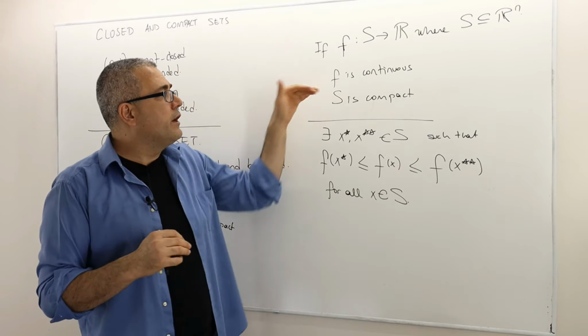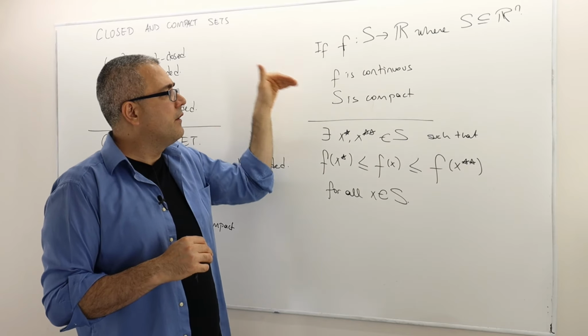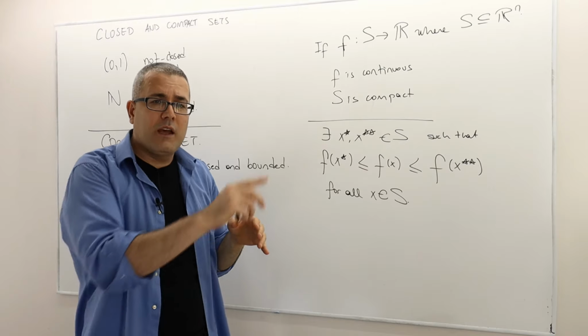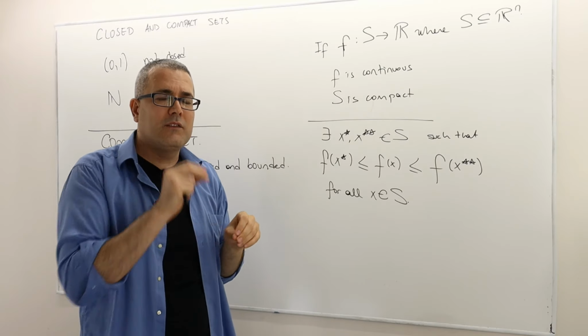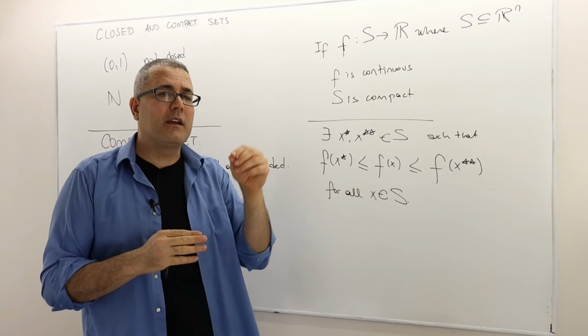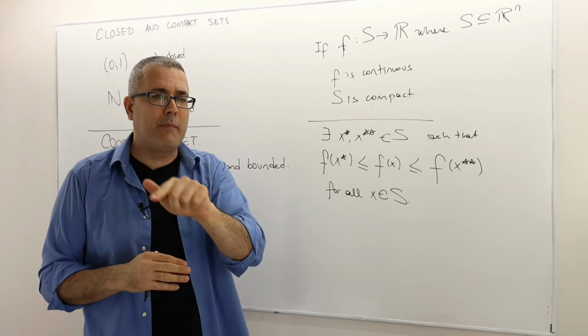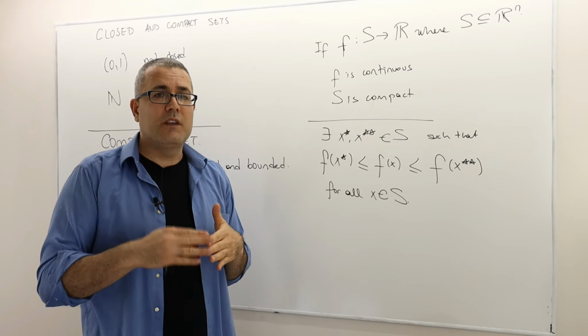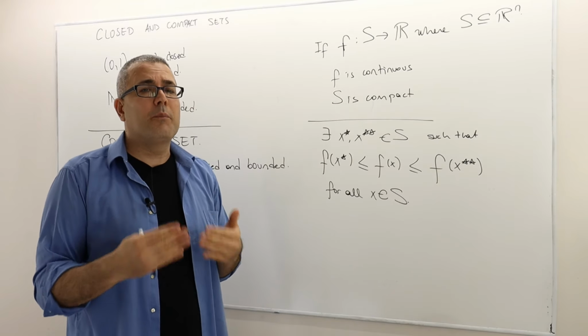So if I know my function is continuous and my domain is compact, then I know that the min or max problem has a solution. So the question is, how am I going to find those min or max points, the minimizer or the maximizer? This is what we're going to learn next: optimization.